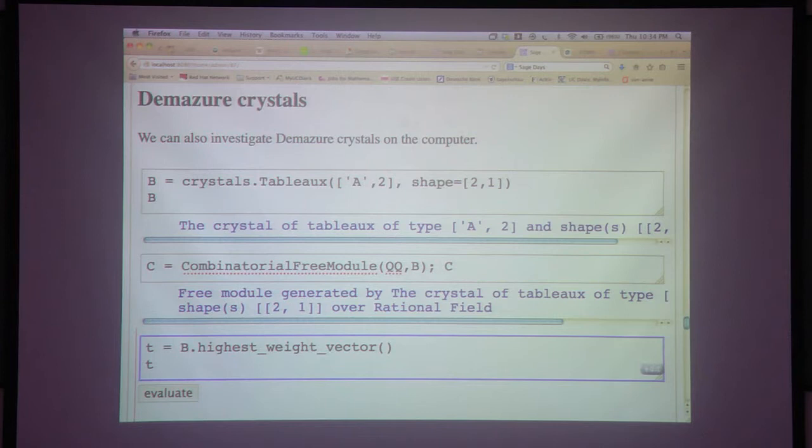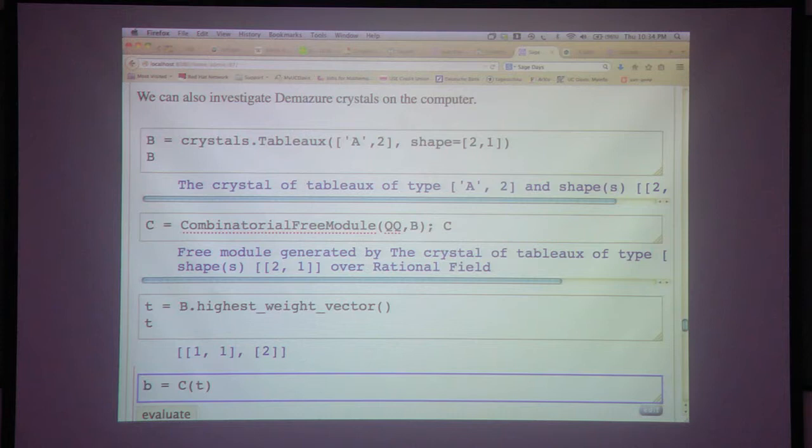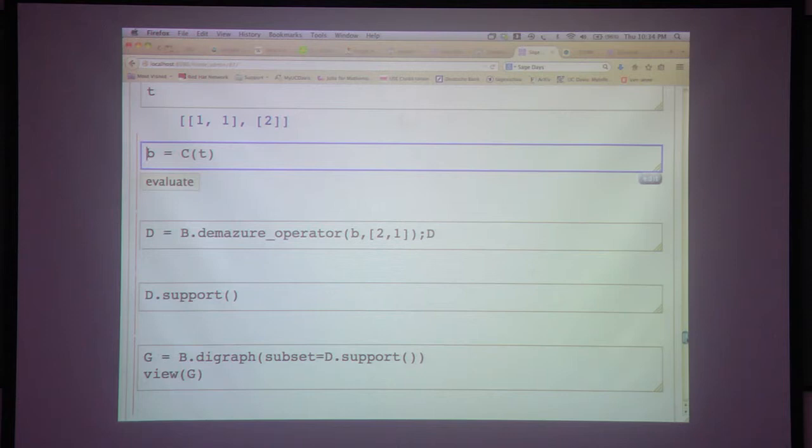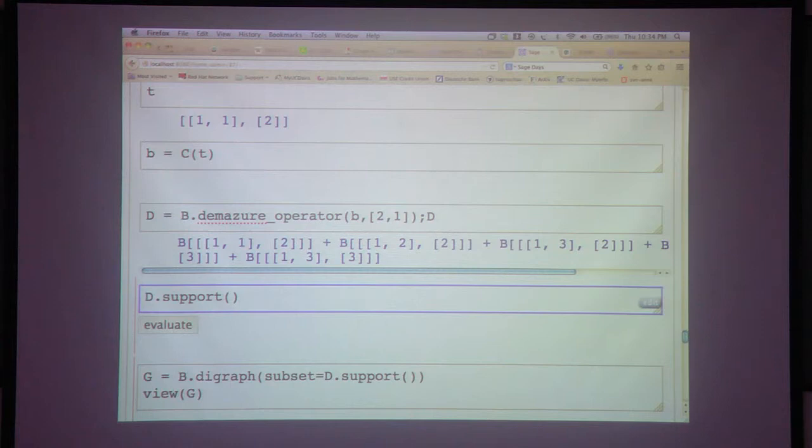Now I'm going to take the highest weight element of my crystal. That's this top guy, which is 1, 1, 2, if you remember the picture. This is really because Sage is an object-oriented programming language. So T in this case is really a crystal element, but I now want to make it into an element of my combinatorial free module. So I have to define a new object B, which is C of that. Now I can operate with my Demazure operators, and lo and behold, I get this sum of elements.